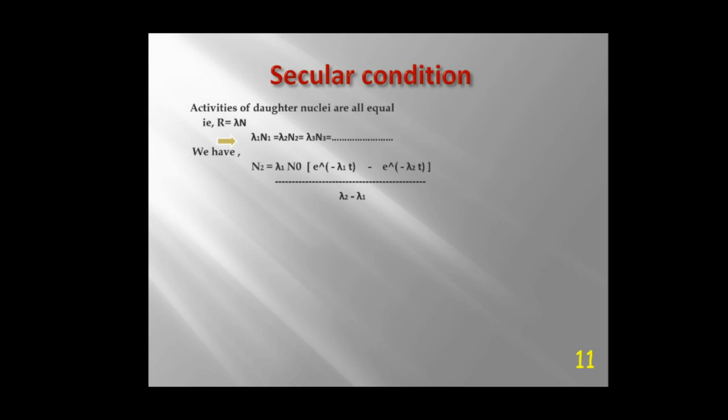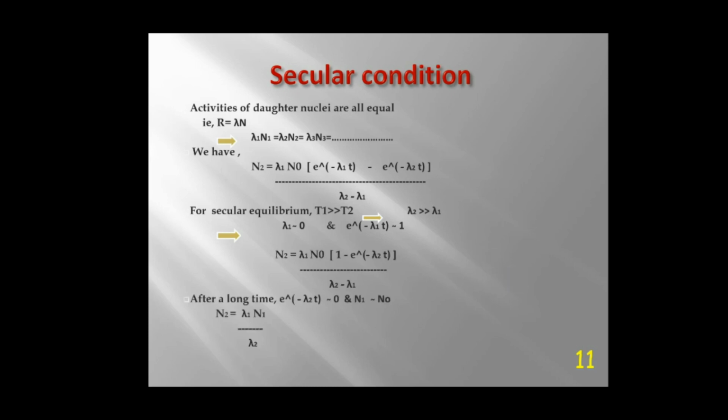And the next equation is basically the Bateman equation. Considering the concepts behind the secular equilibrium, we substitute those values. That is, T1 is very much greater than T2, which implies that lambda 2 is very much greater than lambda 1. For a secular equilibrium, lambda 1 can be approximately equal to 0, and e raised to minus lambda 1 t will be approximately equal to 1. Substituting those values, we get the equation n2 equal to lambda 1 n0 into 1 minus e raised to minus lambda 2 t, divided by lambda 2 minus lambda 1.